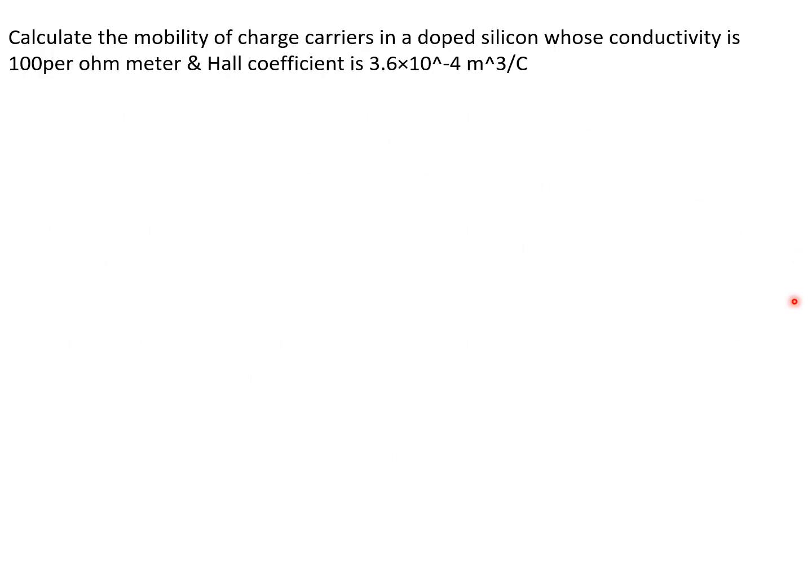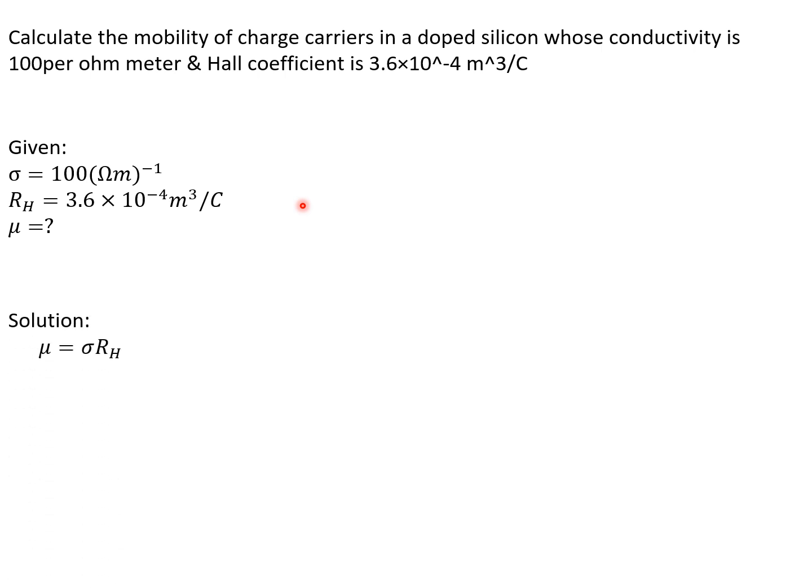Let us see the next numerical. Calculate the mobility of charge carriers in a doped silicon whose conductivity is 100 per ohm meter and Hall coefficient 3.6 into 10 raised to minus 4 meter cube per coulomb. So conductivity is given, 100 per ohm meter. Hall coefficient is 3.6 into 10 raised to minus 4 meter cube per coulomb, and we need to calculate mobility of charge carriers.